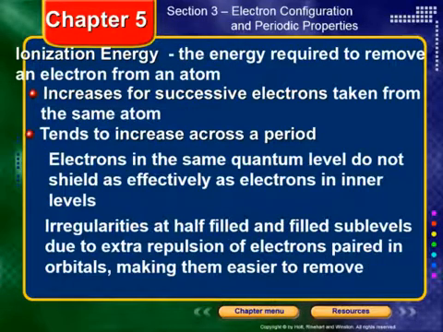There are irregularities at half-filled and filled sublevels due to extra repulsion of electrons paired in orbitals, making them easier to remove. And so that's why, when you look at the ionization energies for certain groups, you're going to see that there's a dip or a jump in that ionization energy. That's where it comes from. You're going to see this when you get to half-filled sublevels, where all the orbitals of a particular sublevel are singly filled with one electron, all the same spin. Do you guys remember what that is?